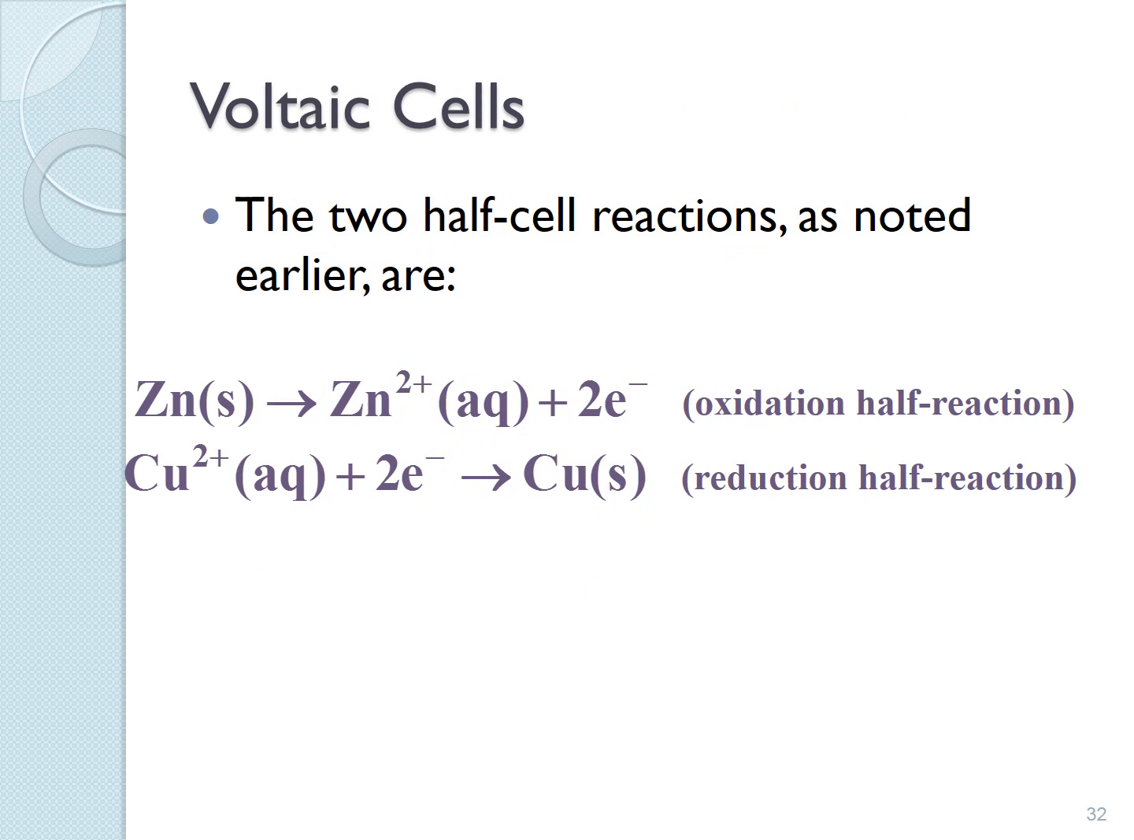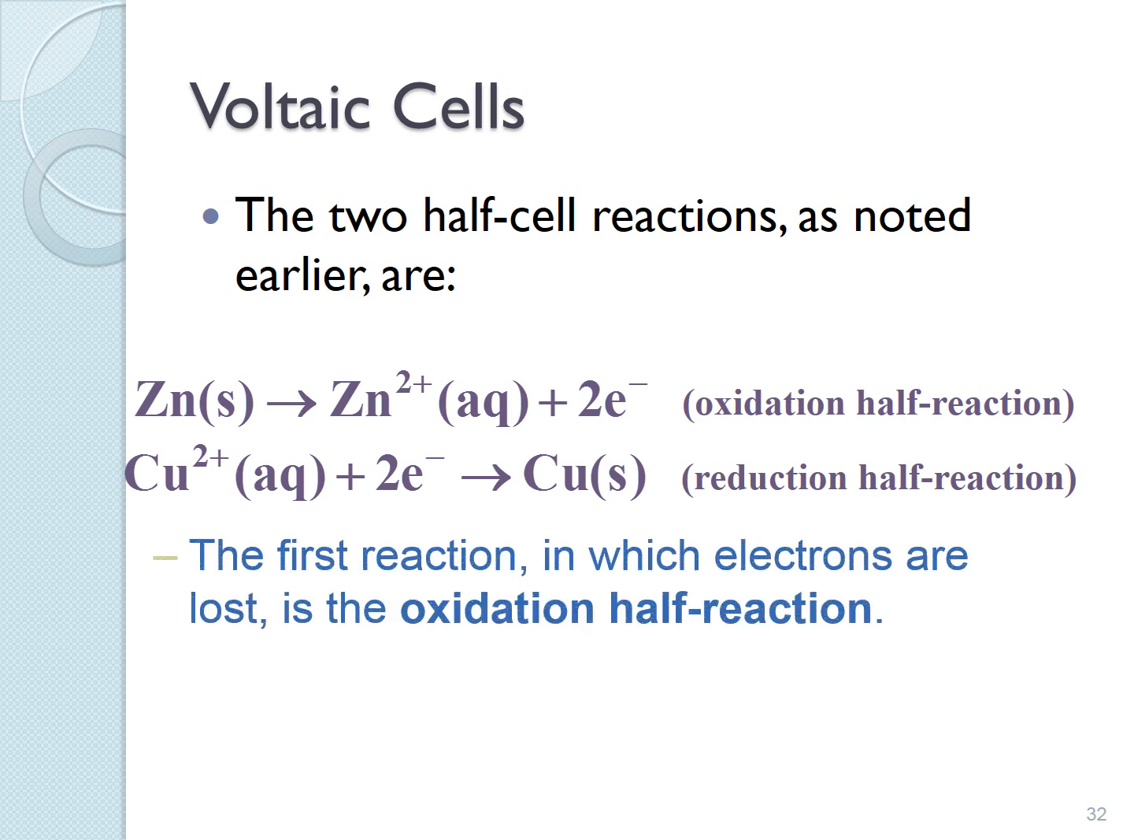All right, so let's look at the two half reactions. So zinc again, like we said, zinc becomes zinc 2+ plus 2 electrons. That is the oxidation half reaction. Copper is gaining the 2 electrons to become copper metal, and that's the reduction half reaction.